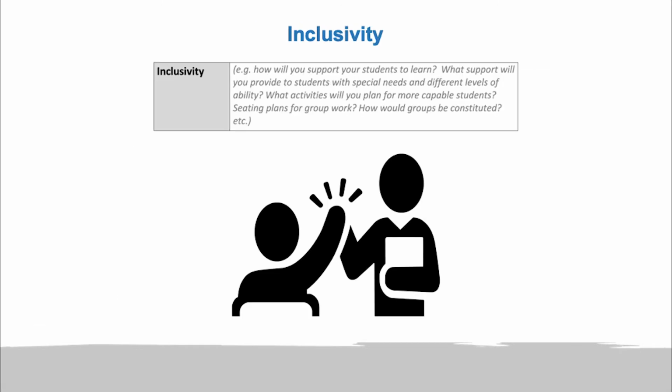Here we ask the question, how will you support your students to learn? What support will you provide to students with special needs and different levels of ability? You will need to think about seating arrangements and grouping in the classroom. What activities will you plan for your more capable students? And how will you ensure that it is not always the same student reporting on activities? How will you ensure that every student gets a chance to express themselves?